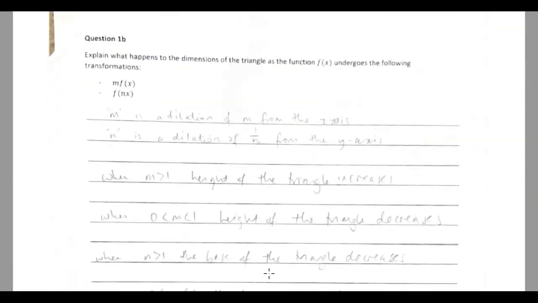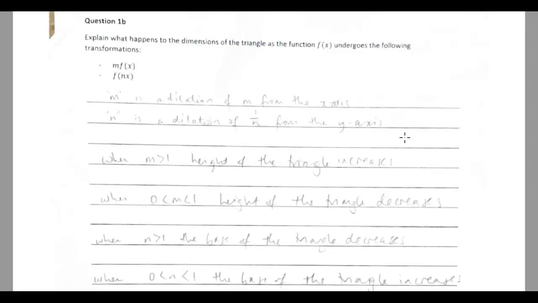All right, question 1b, explain what happens to the dimensions of the triangle as the function f of x undergoes the following transformation. So function notation here. m times f of x, m is a dilation of m from the x-axis, and f of nx is a dilation of 1 on n from the y-axis. So they're your 2 transformations, and most of you did that well. Some of you just wrote n here. It should be 1 on n.